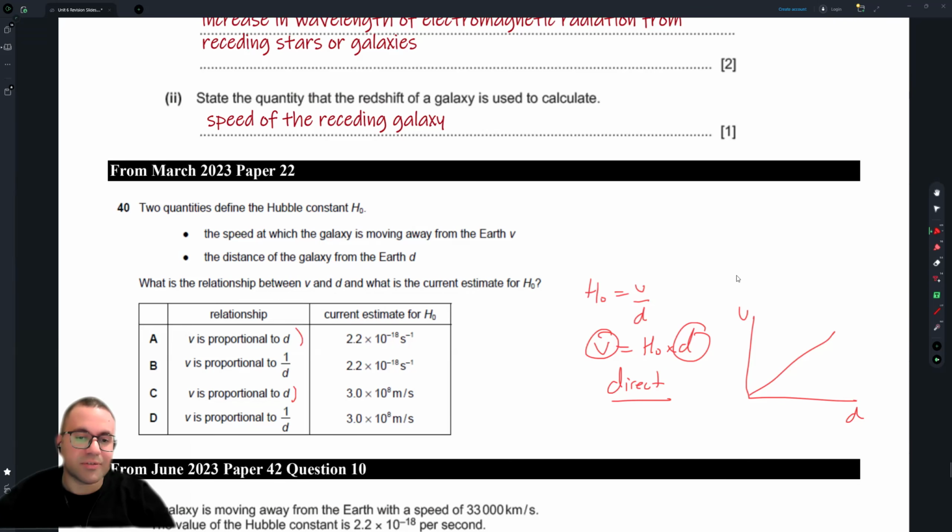And what's the estimate of it? 2.2 times 10 power negative 18 per second. It's not meters per second. That's the speed of light. It's 2.2, 10 power negative 18 per second.